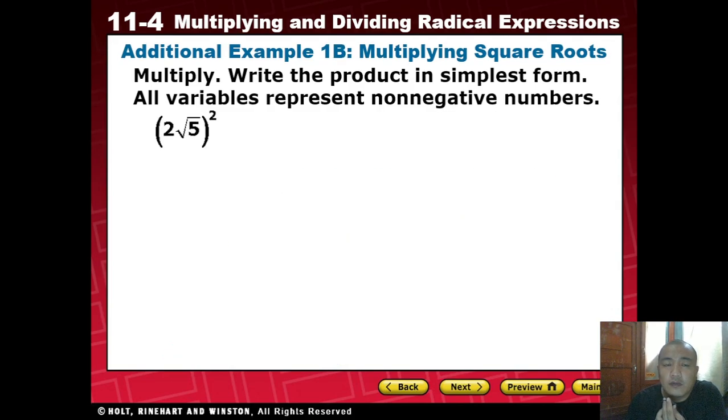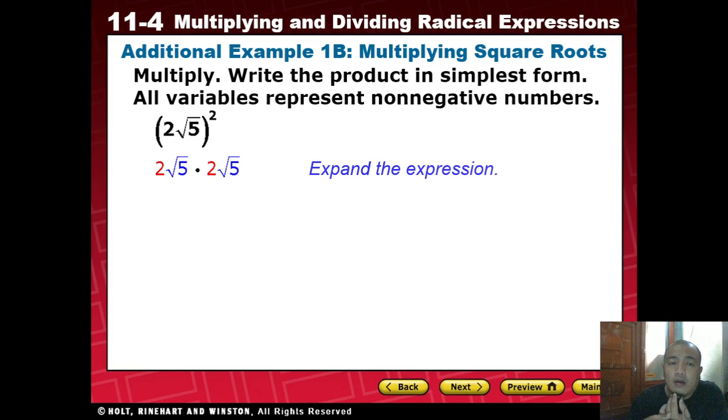Next, another. Multiply. 2 times square root of 5, quantity squared. So that means you're going to square 2 as well as square root of 5. Expand expression. Or this can mean we multiply 2 square root of 5 by itself. So 2 square root of 5 times 2 square root of 5.